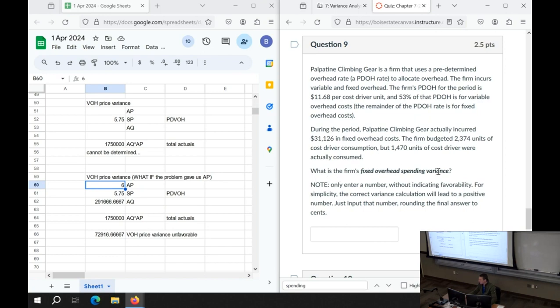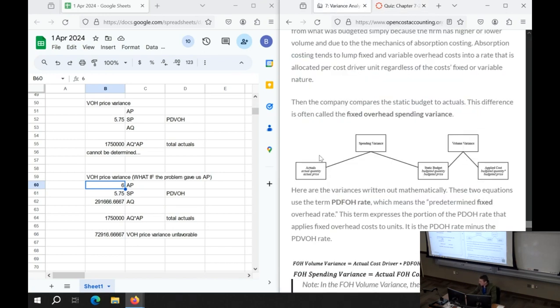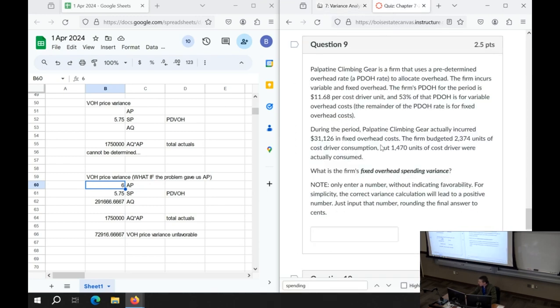What is the firm's fixed overhead spending variance? All right, so we know we're going to have to figure out actual cost and static budget cost and subtract them away from each other. Actuals minus static budget amount. We are given, in this version of the question, and there are multiple versions, the actuals. Does yours give you the actuals? Just not the static budget. Okay. So we have the actuals here. We know we're going to have to subtract something from this $31,126 in actual overhead costs.